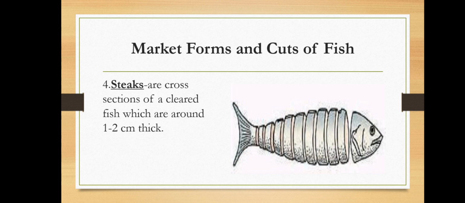Next is steaks. Fish steaks are thick slices of fish, typically cut perpendicular to the muscle fibers with a thickness ranging from 1 to 2 centimeters. These sections provide a convenient and uniform way to cook fish, allowing for even cooking and presentation.